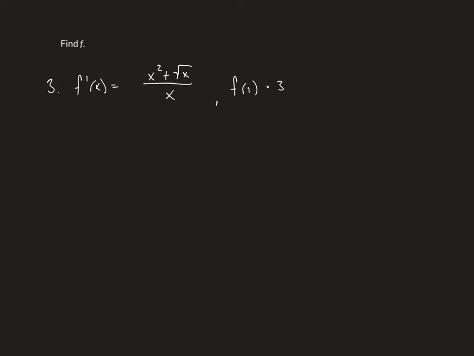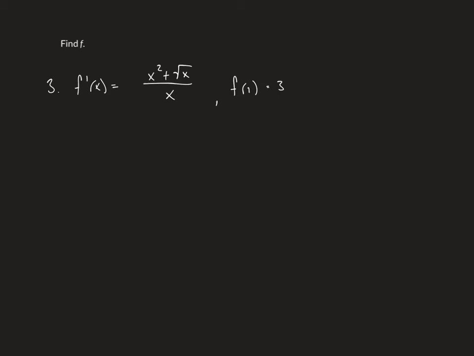So now we're asked to find f, and this is more specific. We need to actually find this function, including the constant value. So we'll take the antiderivative just like we normally would, and then we'll use this initial condition that's been given to find out what that constant would have to be.